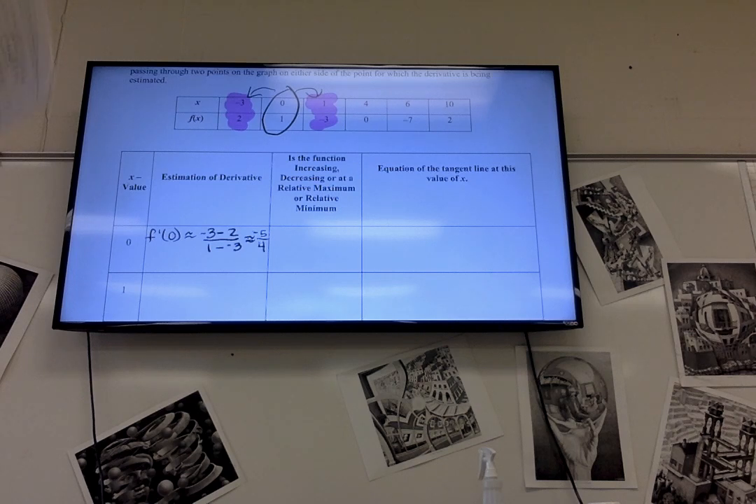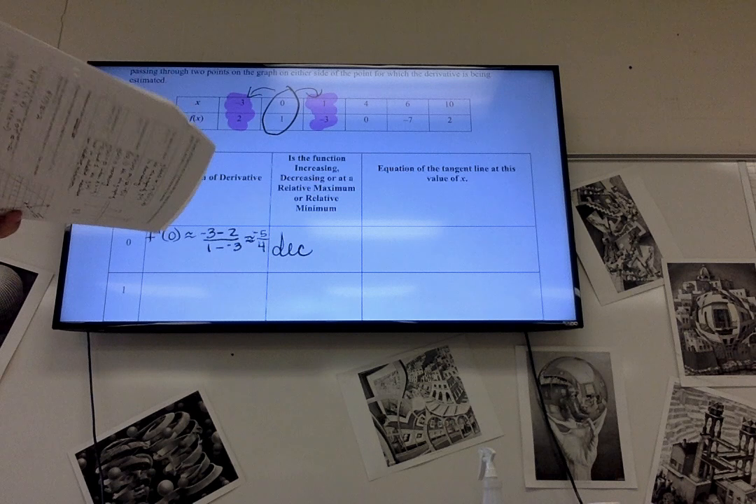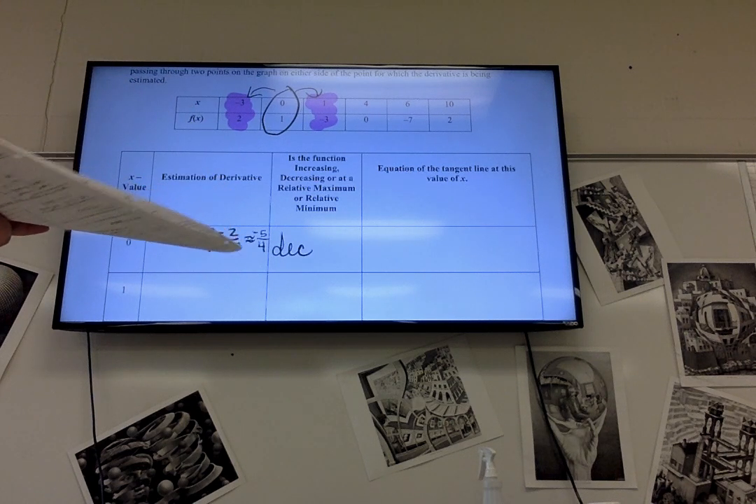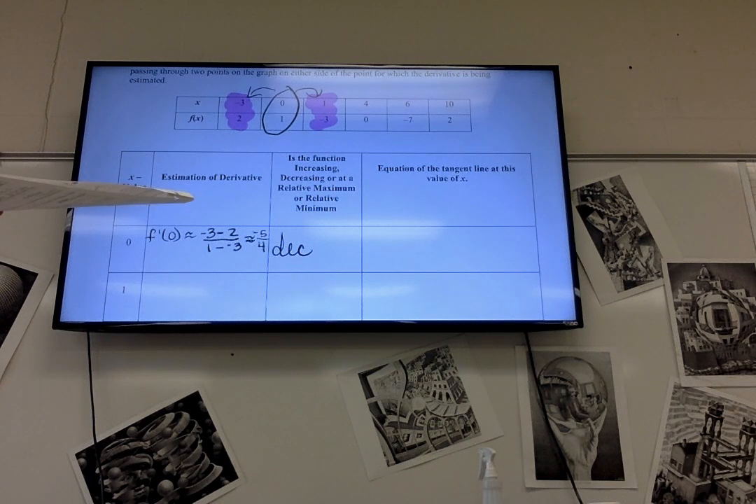Okay. It's decreasing. Why is it decreasing? It's less than 0. Yeah, because it's negative. If the slope is negative, it's decreasing, which means the graph is falling. It's a minimum.